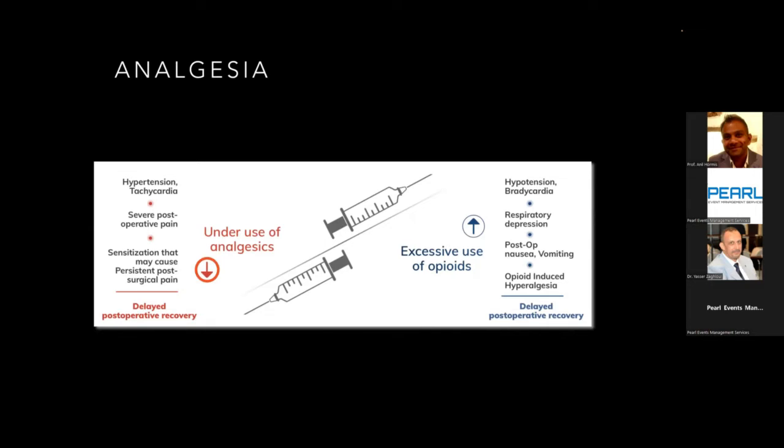The problem is if we underuse analgesics, we have lots of problems in the PACU. We have hypertension, tachycardia, severe post-op pain. And I am sure that our next speaker will be talking about this concept of sensitization that can cause persistent post-op pain. And if we overuse analgesics, we have problems in recovery as well with hypotension, bradycardia, respiratory depression, post-op nausea, vomiting, and again, this idea of opioid-induced hyperalgesia, which can be there as well.